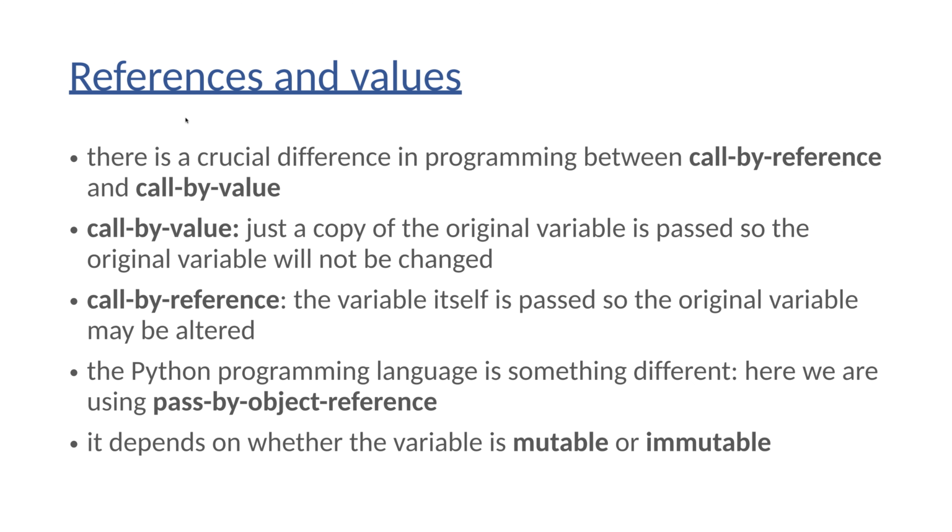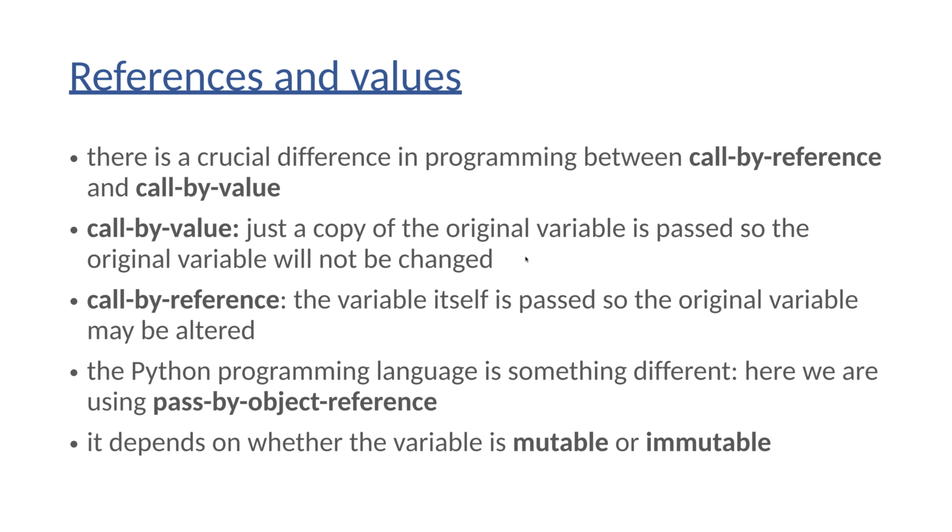In this lecture, we are going to talk about references and values. There is a crucial difference in programming languages between call by reference and call by value. First of all, let's talk about call by value. In these cases, just a copy of the original variable is passed, so the original variable will not be changed.